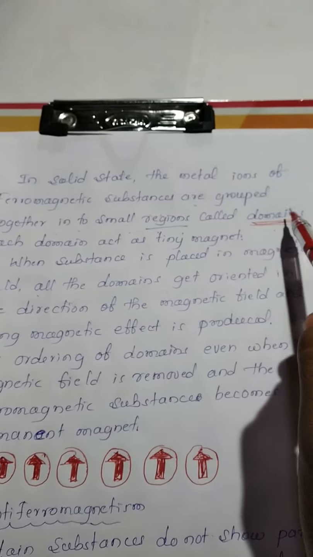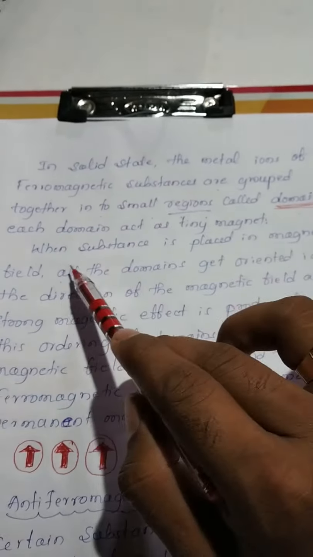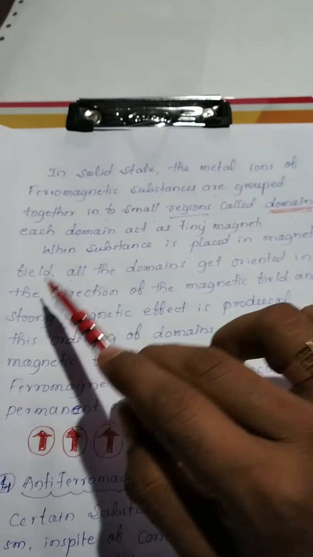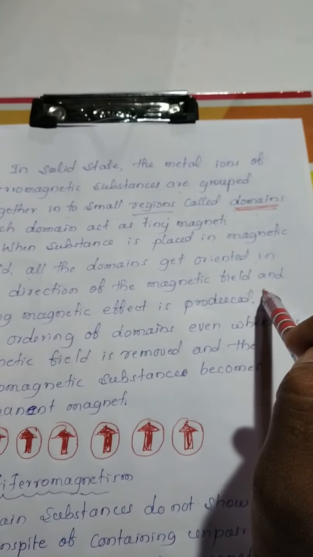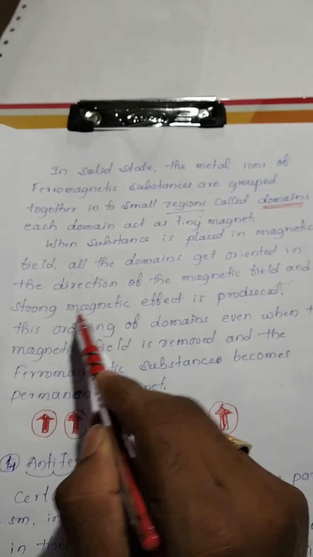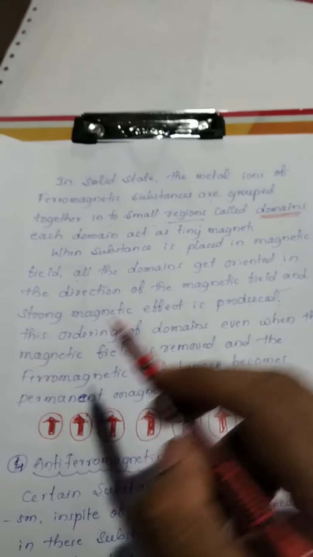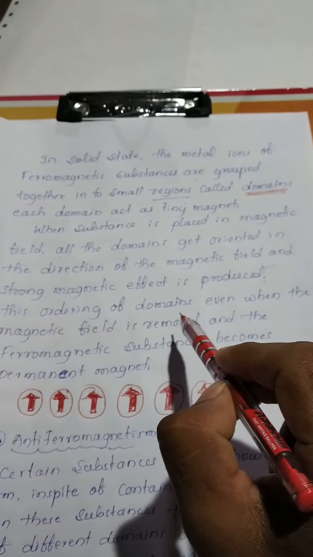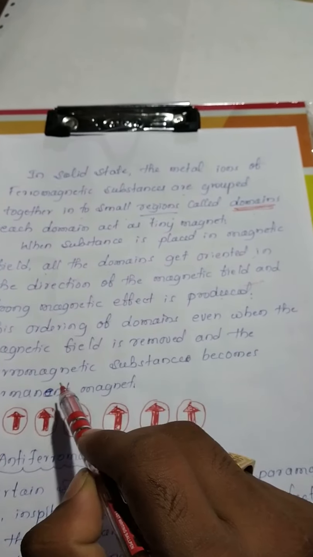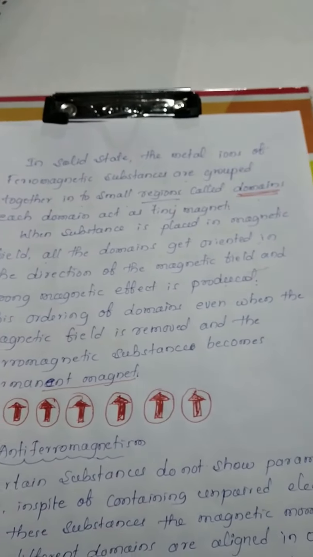When the substance is placed in a magnetic field, all domains get oriented in the direction of the magnetic field, and a strong magnetic effect is produced. This ordering of domains remains even when the magnetic field is removed, and the ferromagnetic substance becomes a permanent magnet.